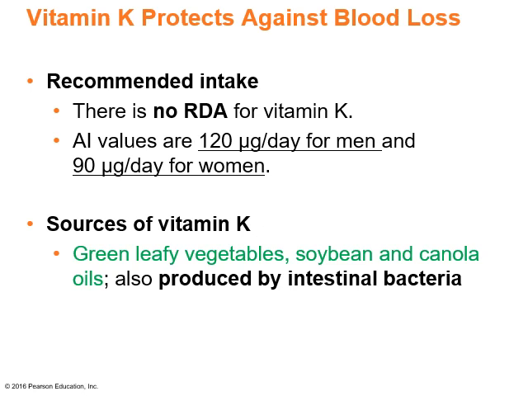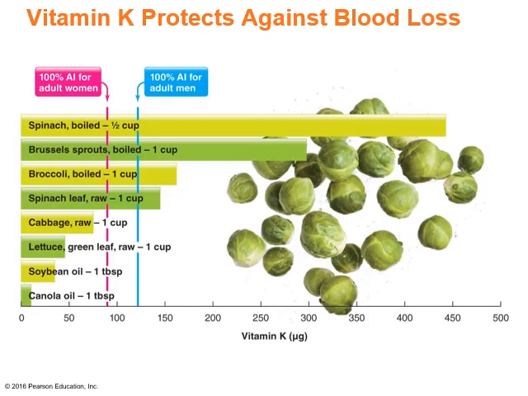Some sources: green leafy vegetables. It's funny how many great things can come from that particular source. Soybeans, canola oil. It's also produced actually by intestinal bacteria in the body. There you see some spinach, Brussels sprouts, broccoli, some raw spinach, lettuce, soybeans, canola oil, all different places and methods of obtaining some vitamin K.